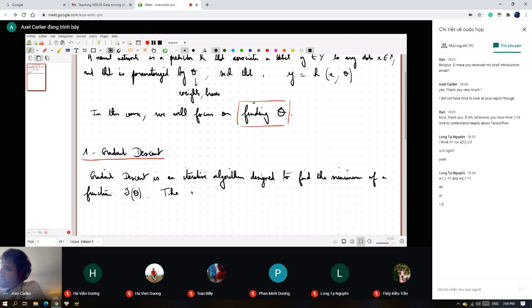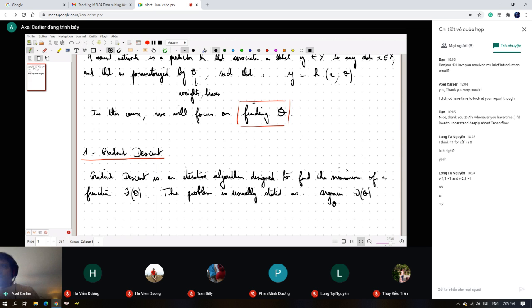The problem is usually stated as arg min of j of theta on theta. So this means finding the value of theta that minimizes j. It means that you want to find the value of theta such that j of theta is minimum.